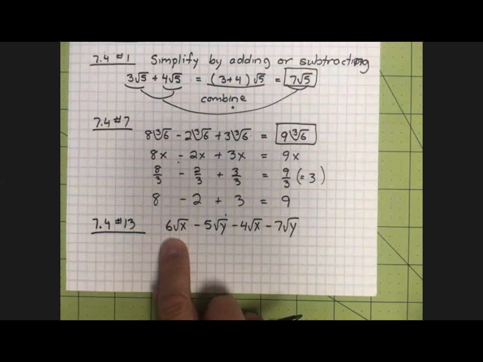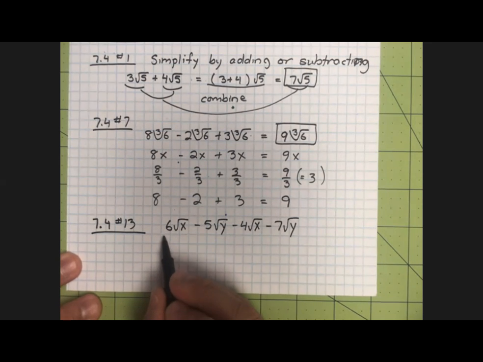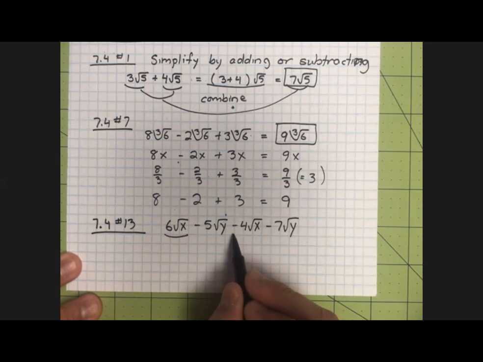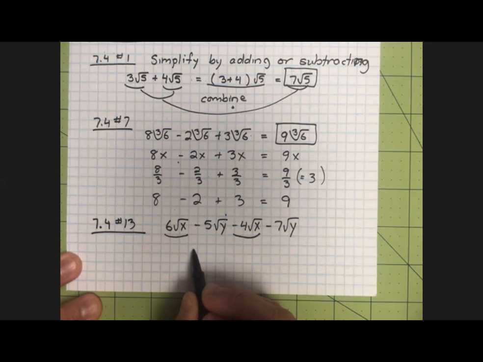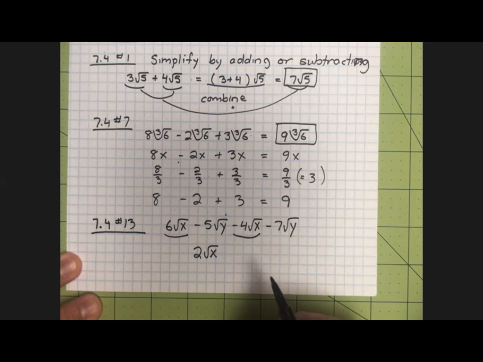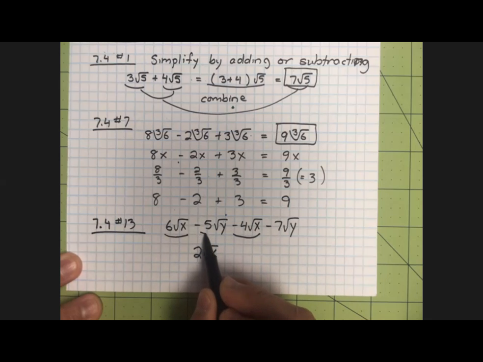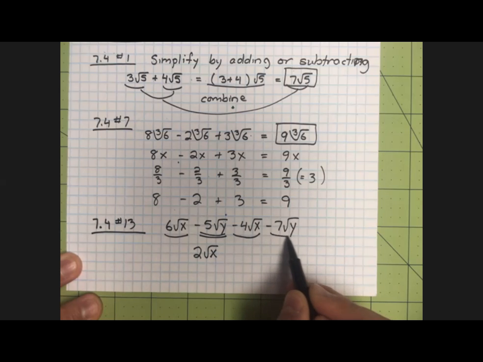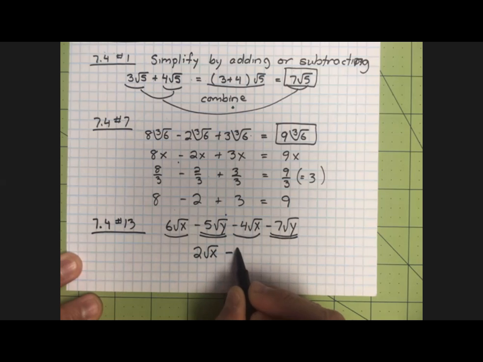What do I have to do? Put together the ones that belong together. I have 6 of these root x's, and I'm going to take away 4 of the root x's. That means I have 2 root x's. And then I have -5 of these root y's and -7 of these root y's. And when I total them, I get -12 root y.